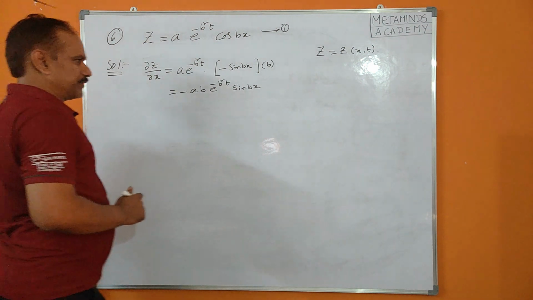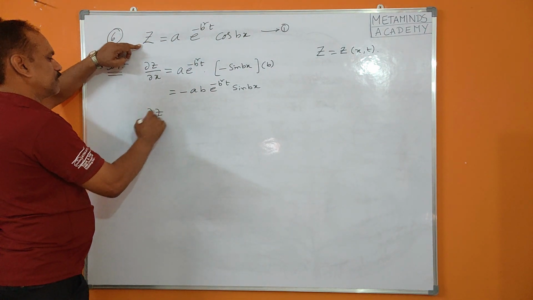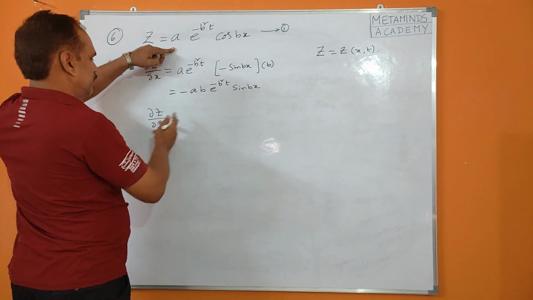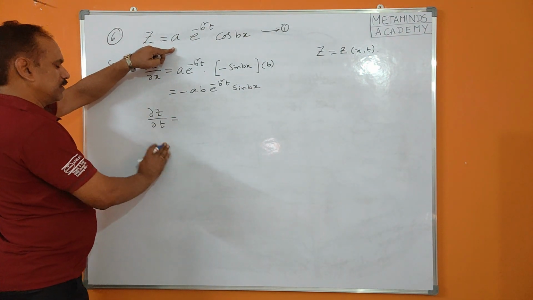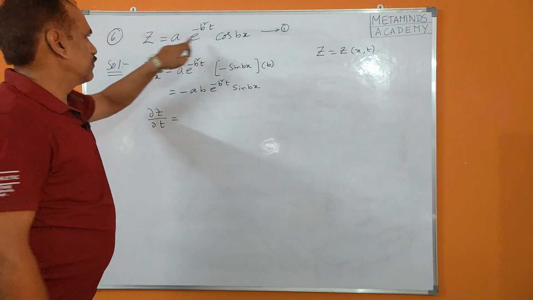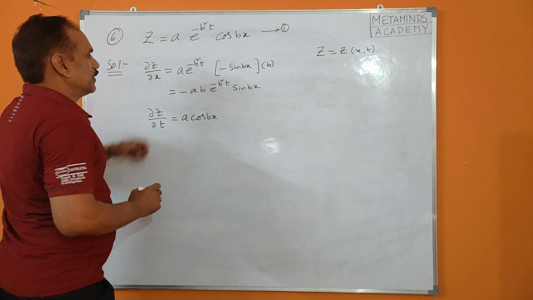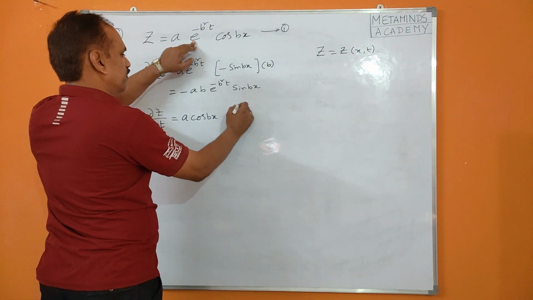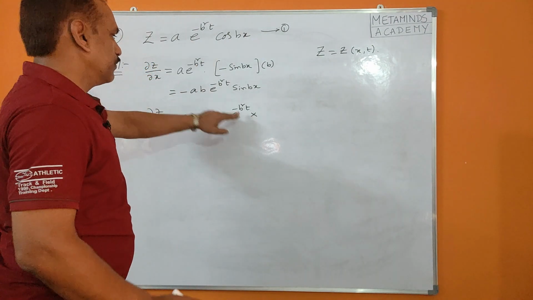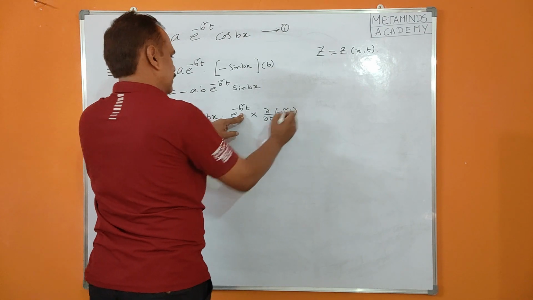Let us see. Now differentiate equation 1 with respect to y. Dou z by dou y. Sorry, there is no y in this, it is t. The other independent variable is t. Differentiate with respect to t. So a into cos bx is a constant. Derivative of e power something is e power something multiplied by the inner derivative dou by dou t of minus b square t.